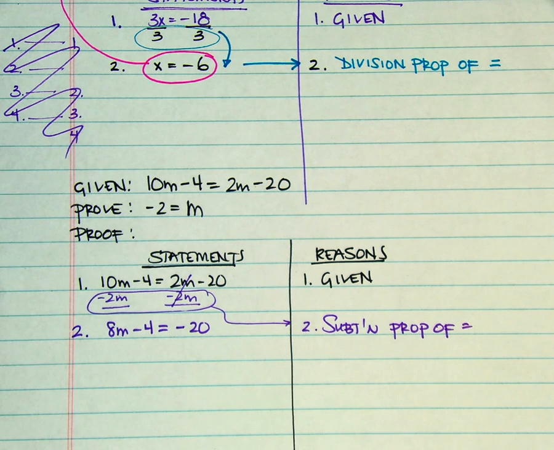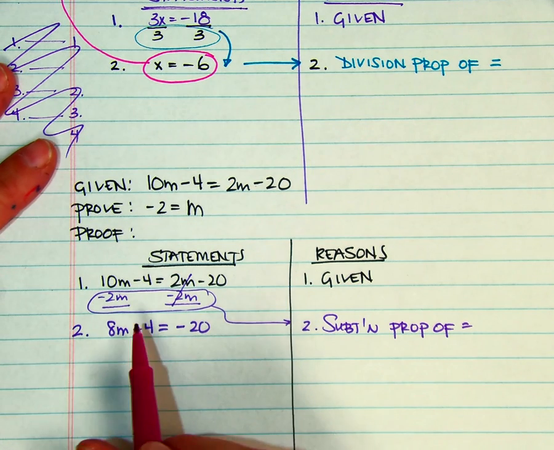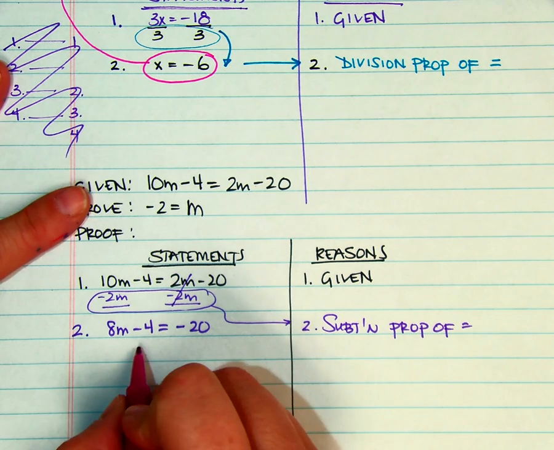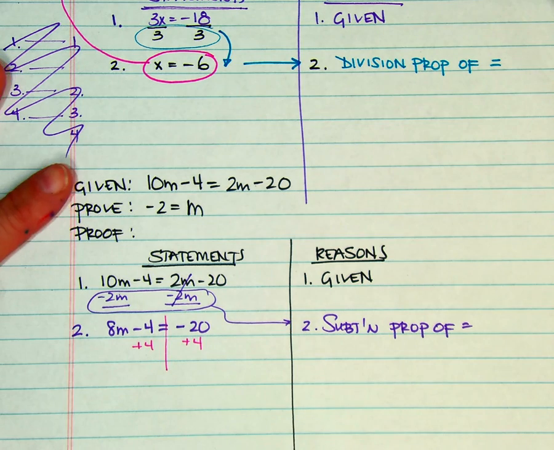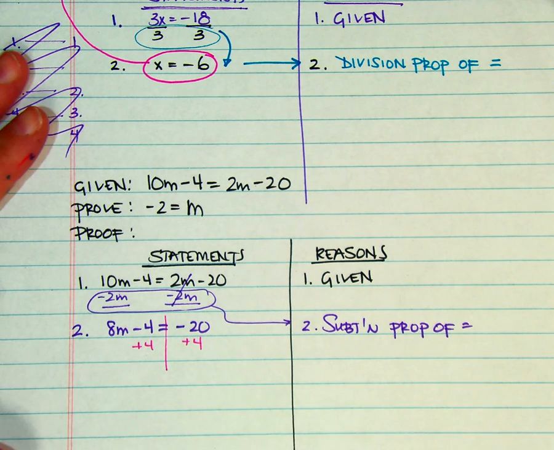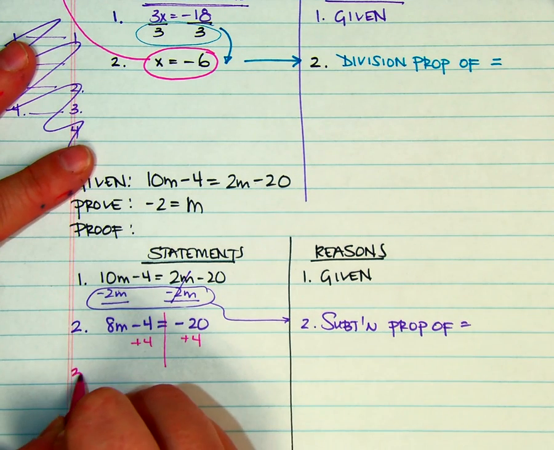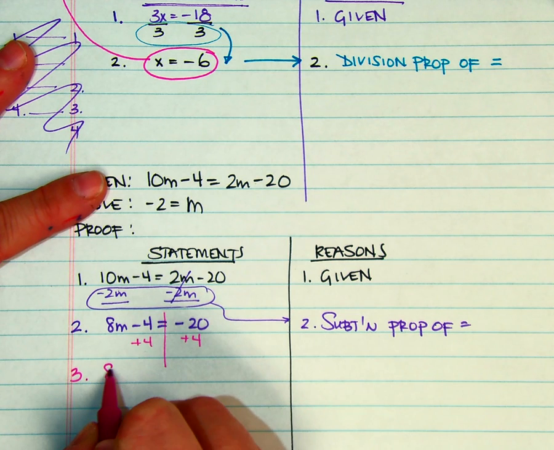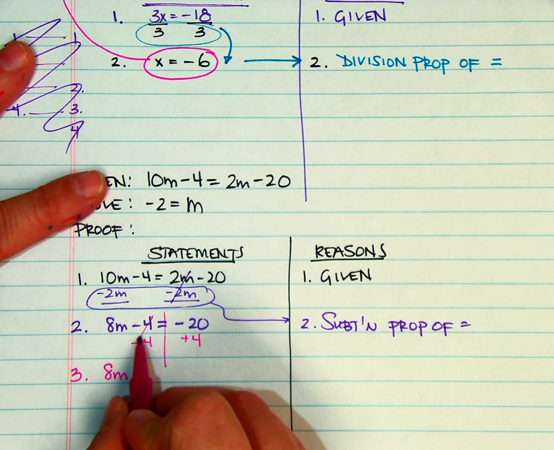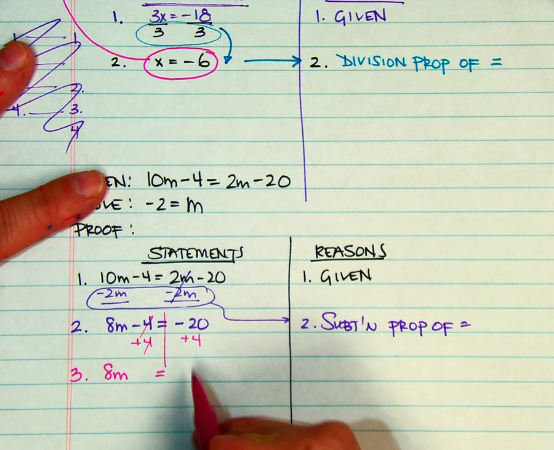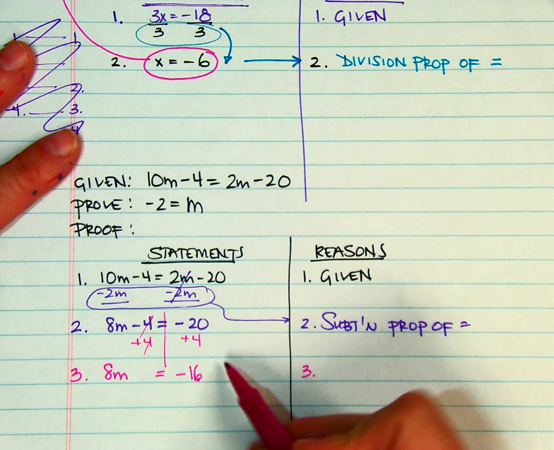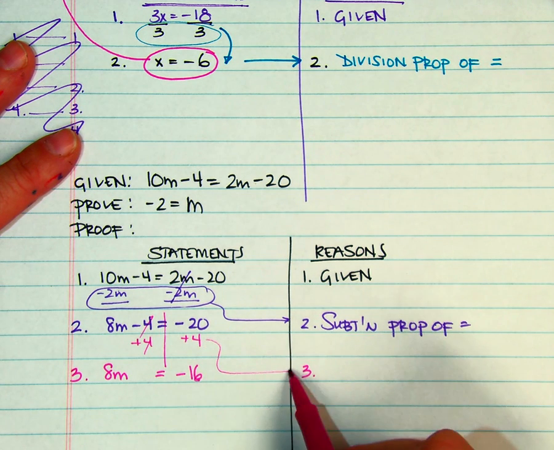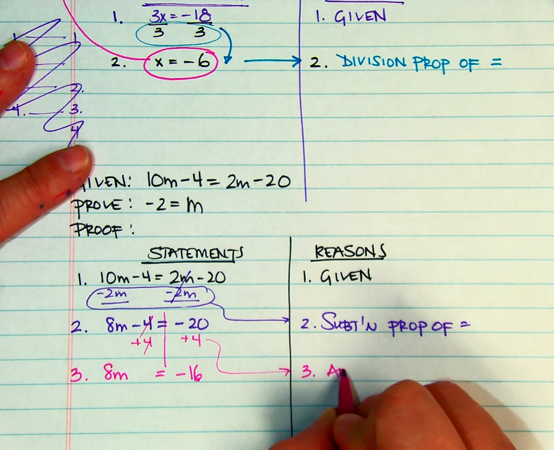Okay. Next, for my other piece of work, I'm going to add 4 to both sides. Remember, when I'm talking about both sides, I'm talking about in reference to the equal sign. So what do I get when I clean it up? I have 8m, those add out, equals, and I get a negative 16. Why can I do this? It's the addition property of equality.